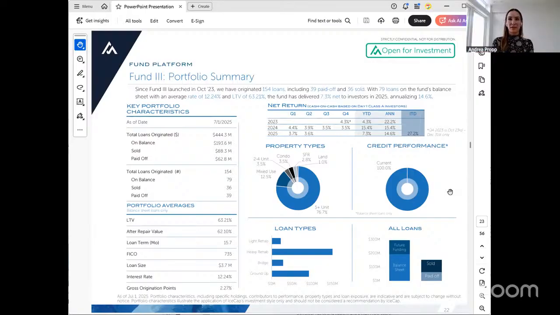Well, I think you can see here the credit performance specifically in this fund. It's been around now since October of 23, still 100% current. So yeah, just speaking again to strong credit performance. So, I can say something about that quickly.